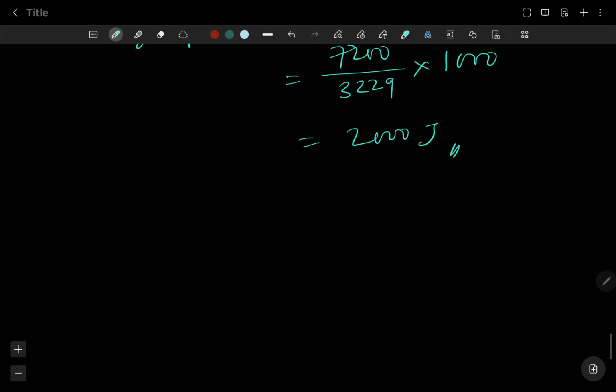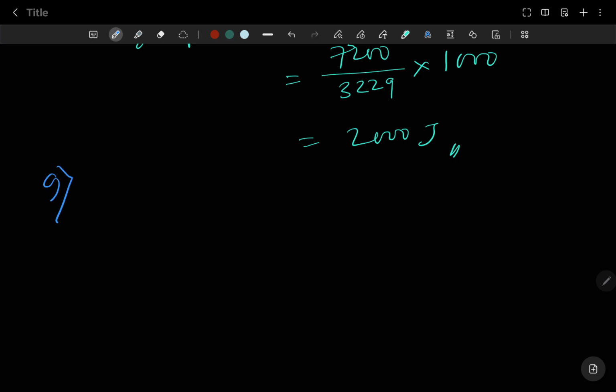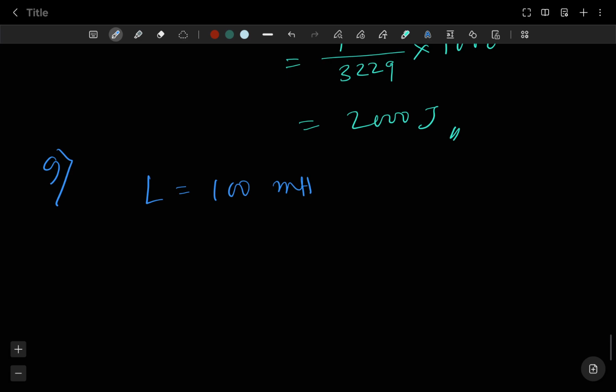So let us do number 9. An inductor of inductance 100 millihenry is connected in series with a resistance and a variable capacitance with an AC source of frequency 2 kilohertz. So this is also a series LCR problem. What should be the value of capacitance so that the maximum current can be drawn in the circuit?